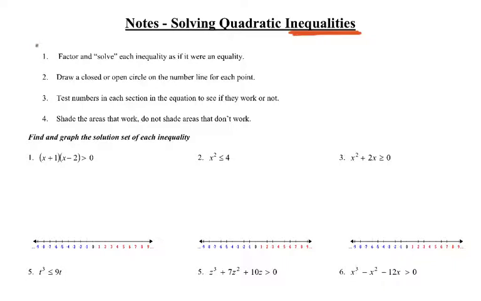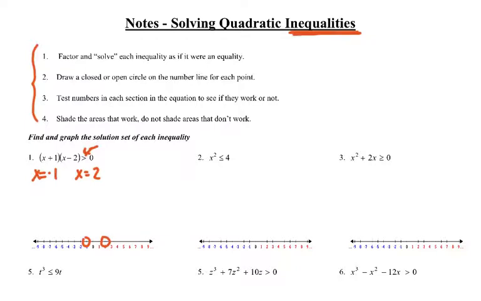But here's our step by step. I wrote it out for you. You're going to factor and, quote, solve each inequality as if it were an equality. In other words, we're going to get these border points here of x equals -1 and x equals 2. And you look at the inequality to say, is that going to be an open circle or a closed circle? It's hard to draw here, but it's going to be an open circle at -1 and an open circle at 2. That gives us what I call 3 chunks of areas on the number line.